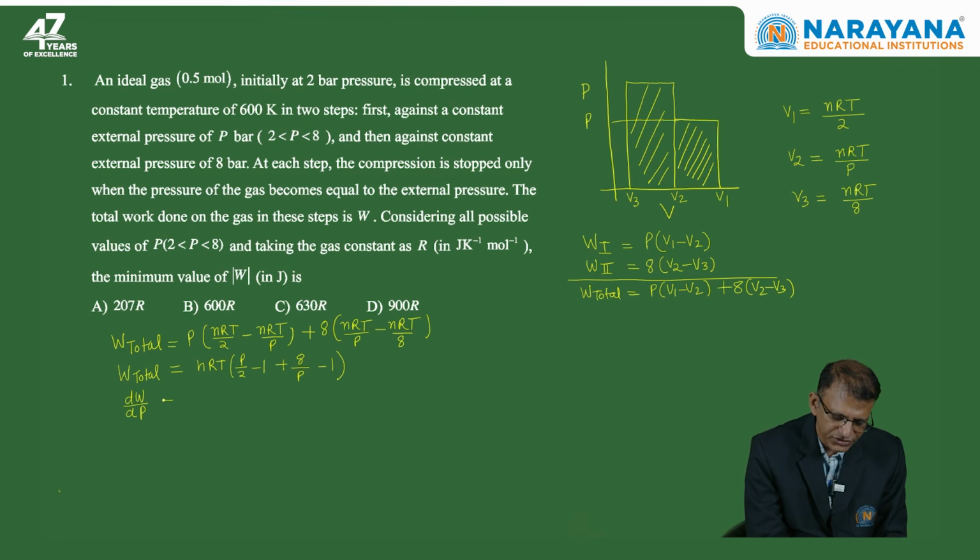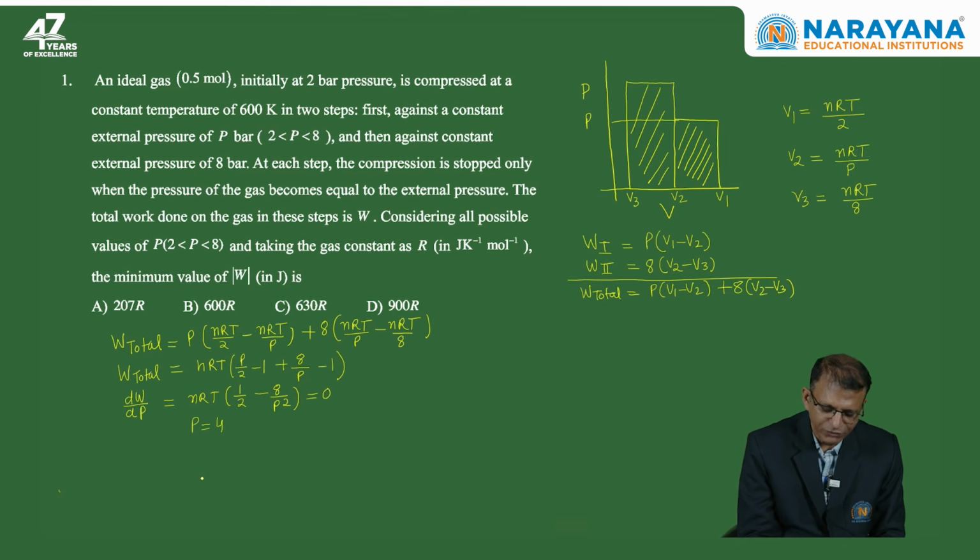So on differentiating this with respect to pressure, nRT is constant, and differentiation of this is 1 by 2, and if I differentiate this, I can write this is minus 8 upon P square. This should be equal to 0. From there we can calculate what is the value of pressure. So the pressure coming is equal to 4.